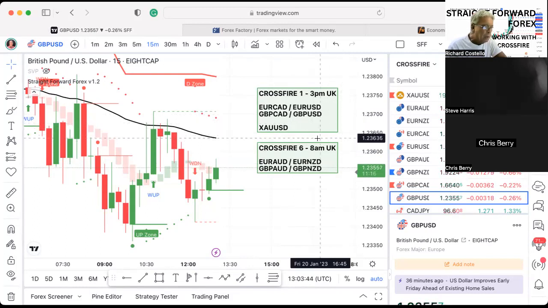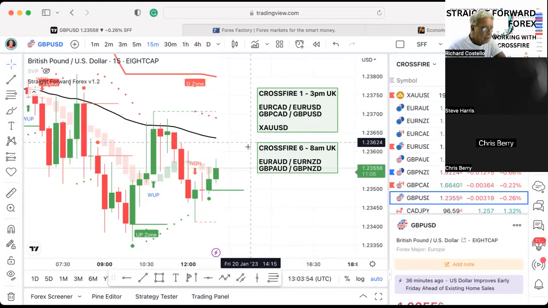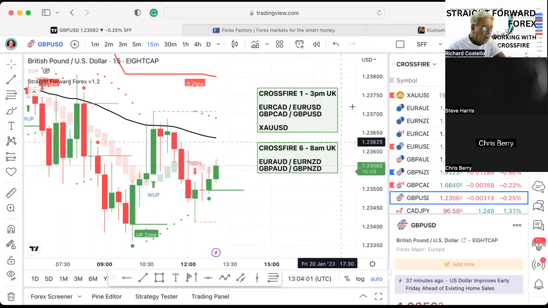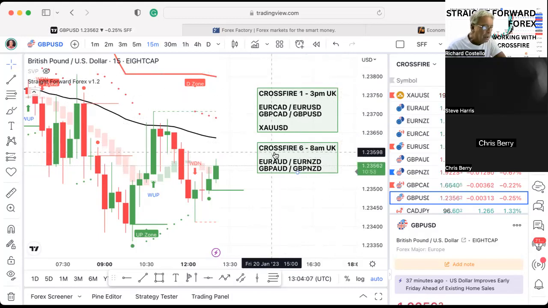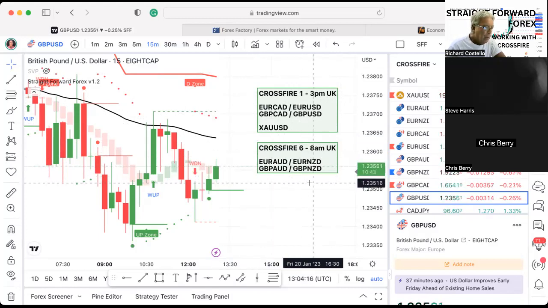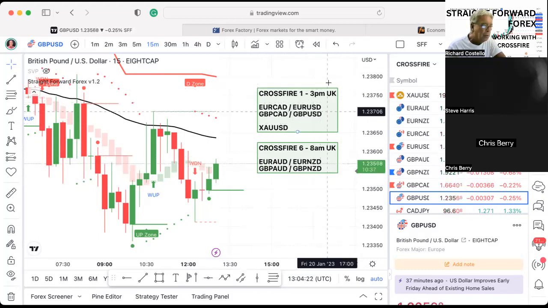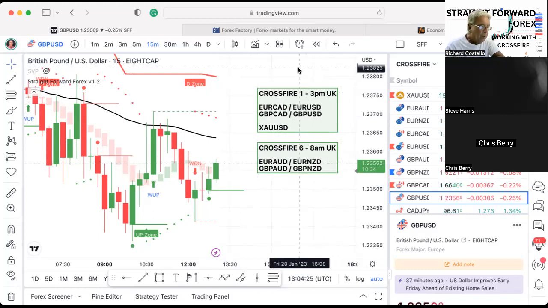There's also an opportunity to do Crossfire in the early morning in the UK, 6 a.m. till 8 a.m. The moves normally occur around about 7 o'clock, to be honest. There's a couple of AUD pairs and a couple of New Zealand dollar pairs. When I'm back in the UK, that's my favorite time to trade, between 6 and 8 UK. I'm normally done before 7 a.m. Done for the day, done for the week kind of thing. But because we're looking at this at 1 o'clock in the afternoon UK, we'll concentrate on those pairs. There are videos in the training that you can look at and get full explanations.